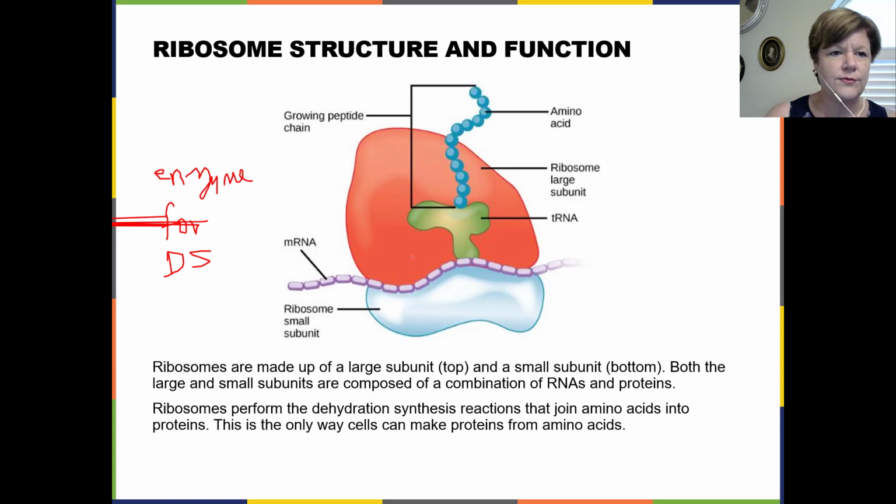And the ribosome is the only way, ribosomes perform the dehydration synthesis reactions. This is the only way cells can make proteins. So if we're talking about a cell making proteins, we're talking about the ribosome doing dehydration synthesis. Now, where do the amino acids come from? Well, they're in the cytosol. Remember, I said there's nutrients and molecules in the cytosol. So they're there.